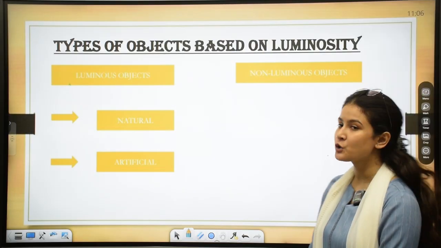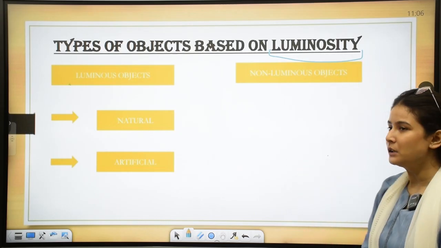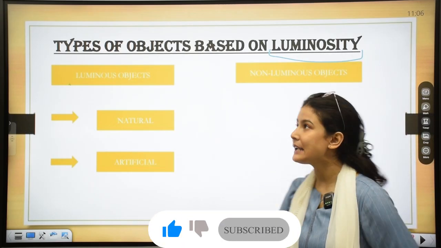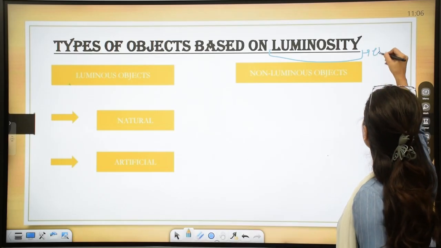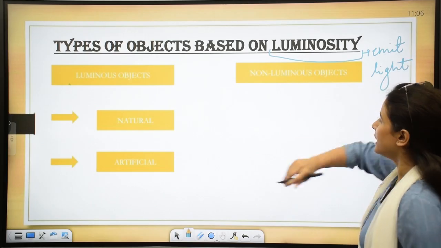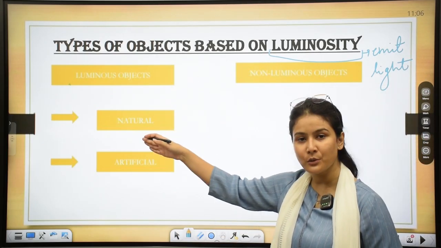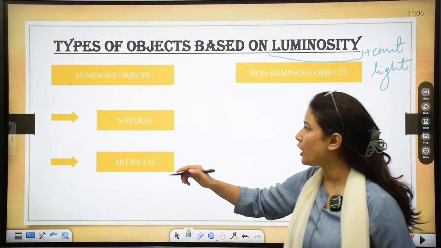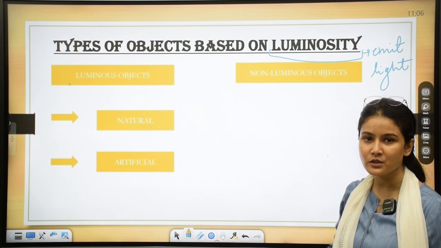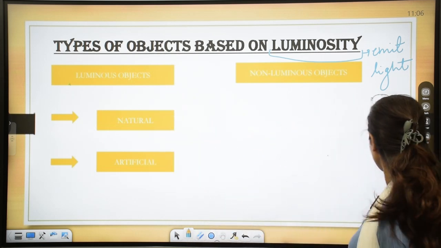Types of objects based on luminosity. Now I would like to first introduce this term to you, which is luminosity. What do we mean by luminosity? It means anything that can emit light. So we are categorizing the objects based on whether they can produce light or they cannot produce light. The first is luminous objects and the second is non-luminous objects. Under luminous objects we will study natural and artificial.